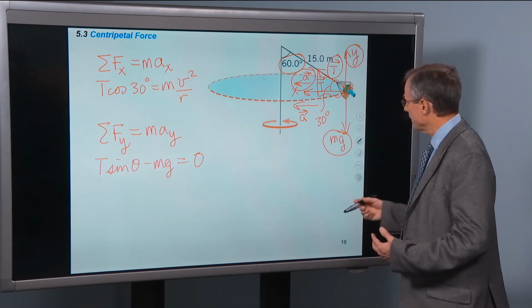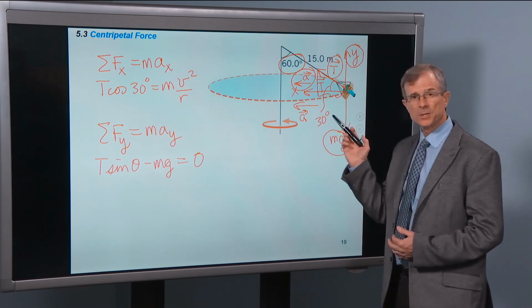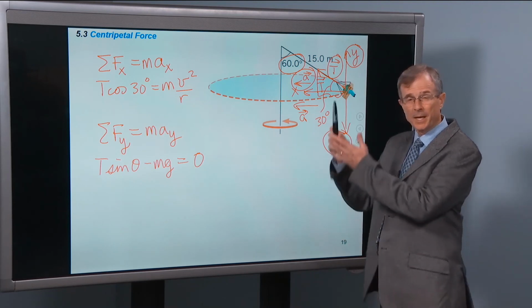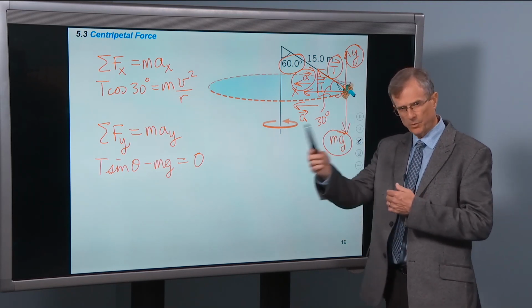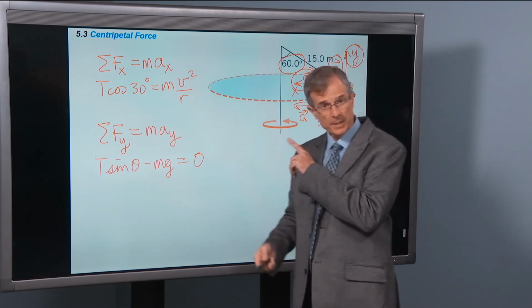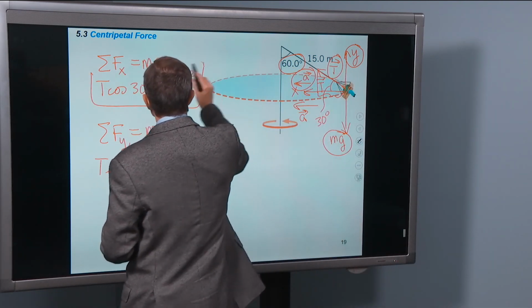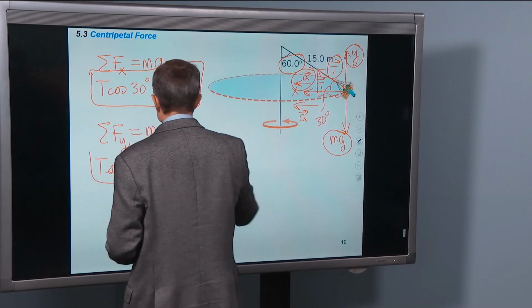And the other way to think about it is that if there were acceleration in the y direction, then this guy would be going up higher. He'd be getting higher in the air instead of going in a horizontal circle. That's why the acceleration is 0. So these two equations will allow you to solve for anything you need to solve for, but that's how to set this problem up.